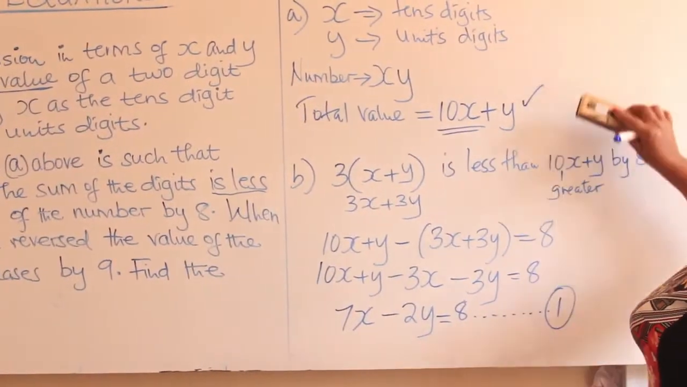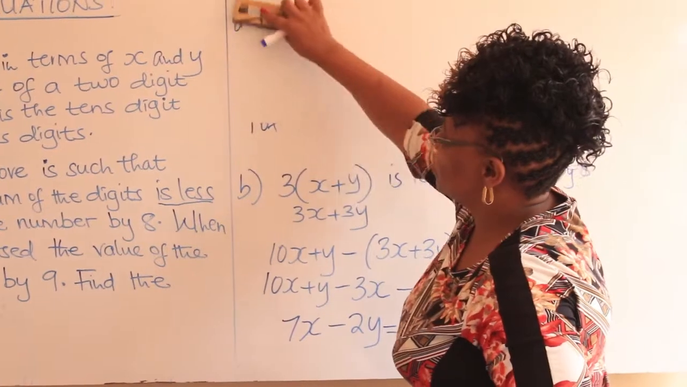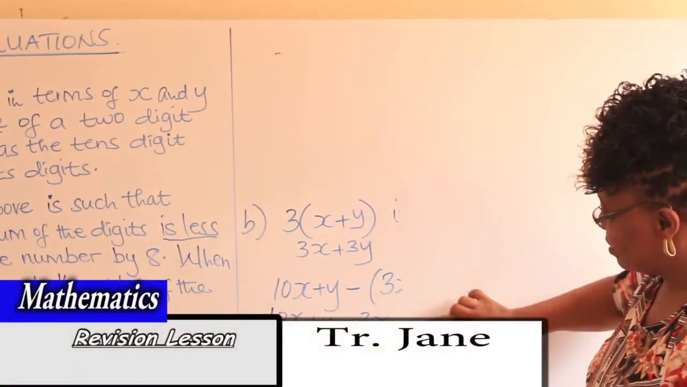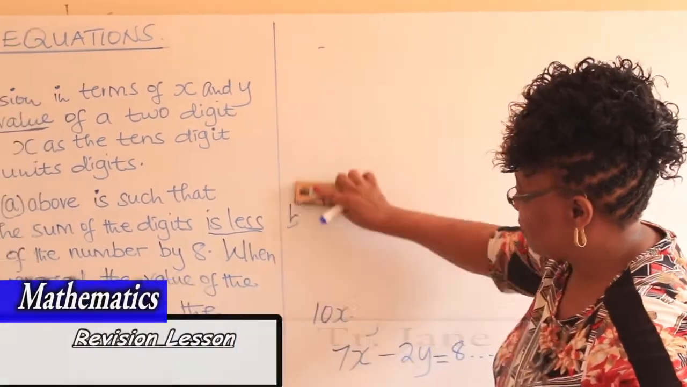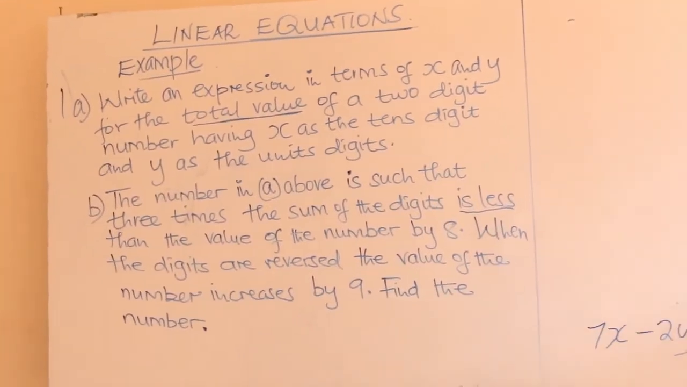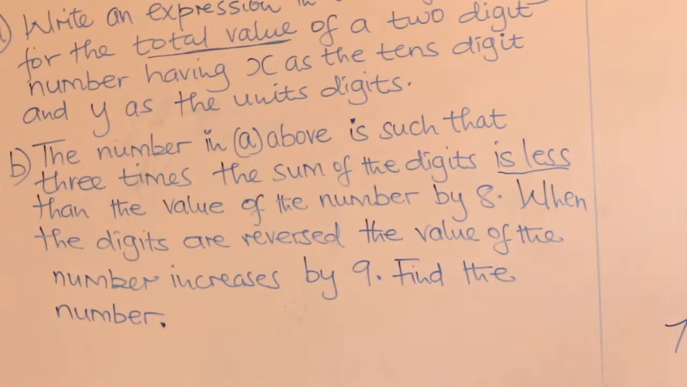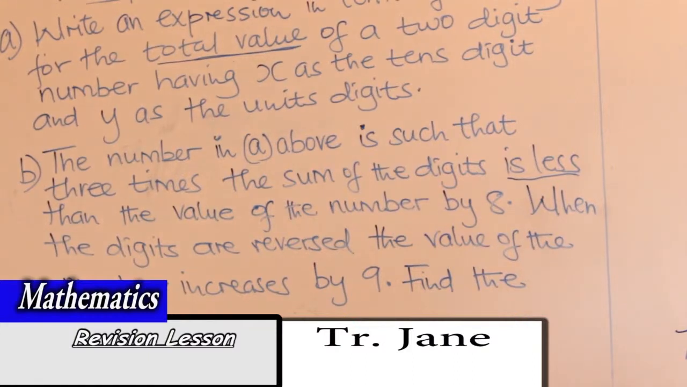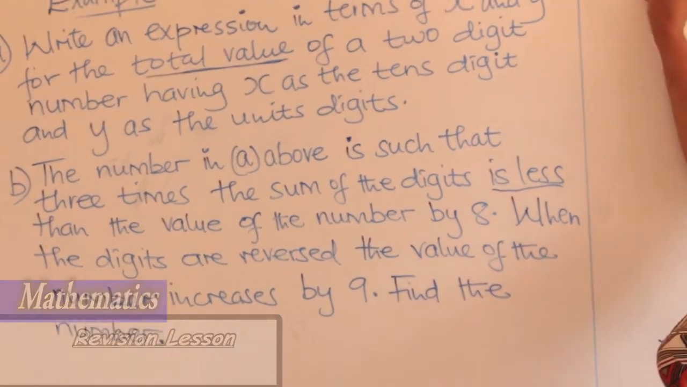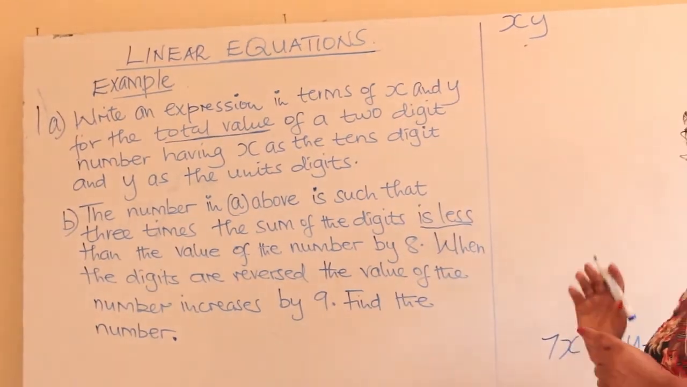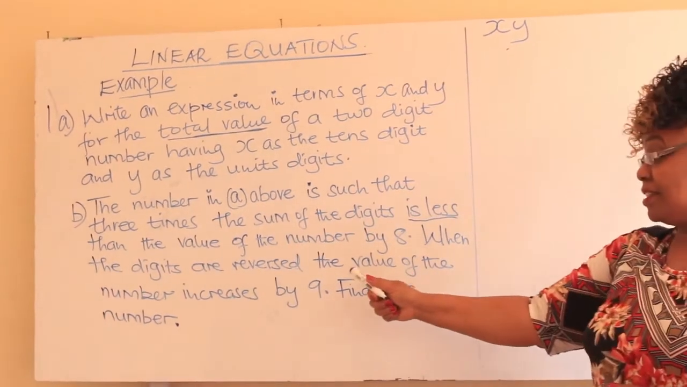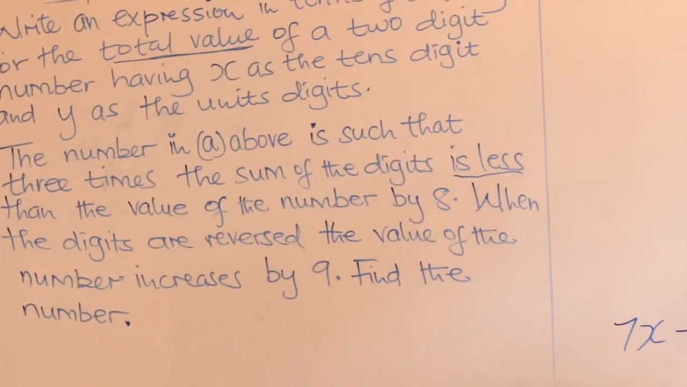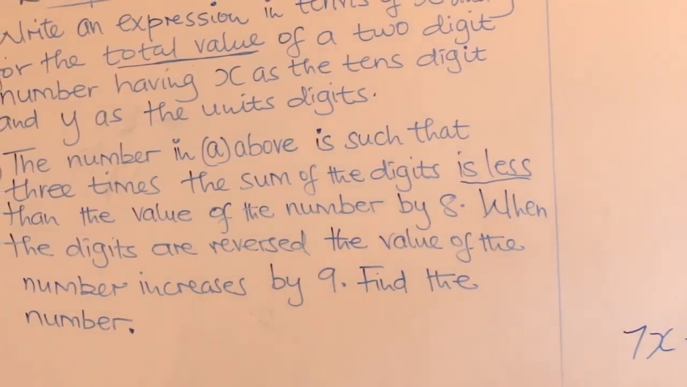We continue with our question here. So that is equation 1. Because of space, we can grab this and begin with that equation there. We continue. When the digits are reversed, remember our number was xy. If we now reverse, we will read it as yx. So if we reverse the digits, the value of the number increases by 9.